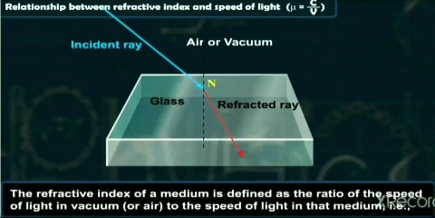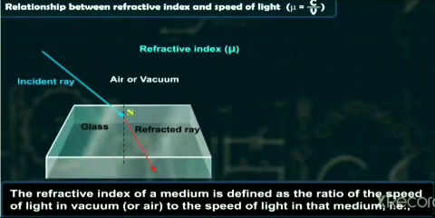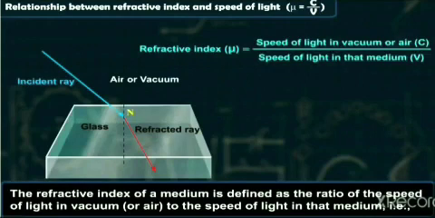It is denoted by the letter mu. The refractive index of a medium is defined as the ratio of the speed of light in vacuum or air to the speed of light in that medium. That is, refractive index mu is equal to the speed of light in vacuum or air, c, upon the speed of light in that medium, v.